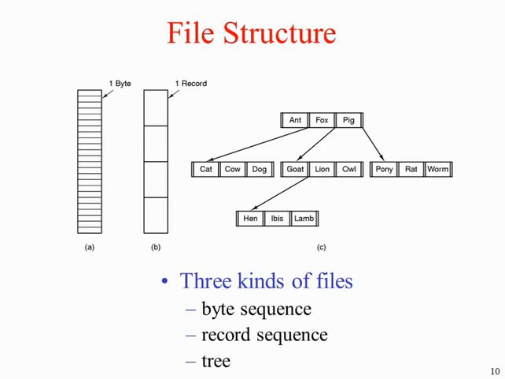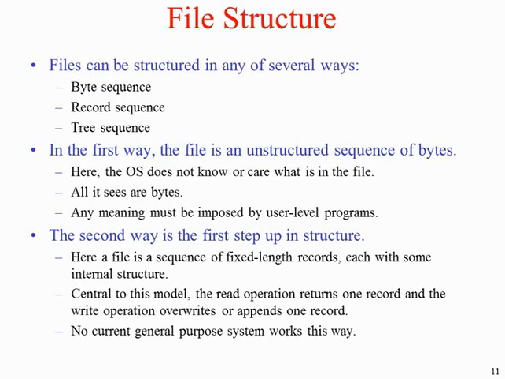Now as far as the file structure is concerned, how files are maintained in a computer system, it consists of 3 kinds of file structure. One is called a byte sequence, the other is called a record sequence, and the other is called a tree. Now in the first, the byte sequence, the file is considered as an unstructured sequence of bytes. Here the operating system does not know or care what is inside the file. All it sees is that this file is made of a collection of bytes, and any meaning must be imposed by the user level program that opens that file.